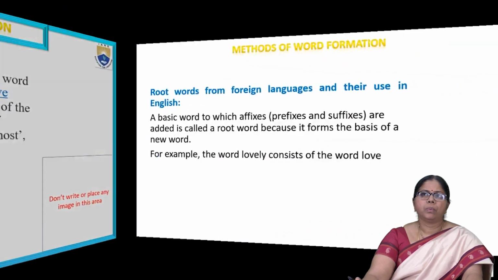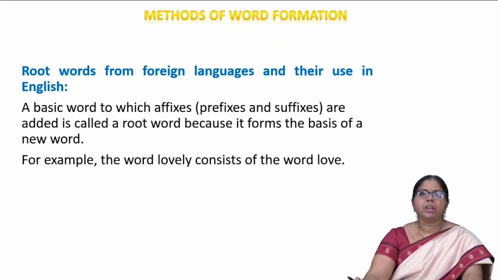And next we are going to see what root words are. So what is a root word? When we derive words, we add a prefix and suffix to the root words. Root words are also part of vocabulary construction, knowing the meaning of new words. If you know the meaning of the root word, it helps you know the meaning of the word. The basic word to which affixes, prefix and suffix, are added is called a root word, because it forms the basis of the new word.